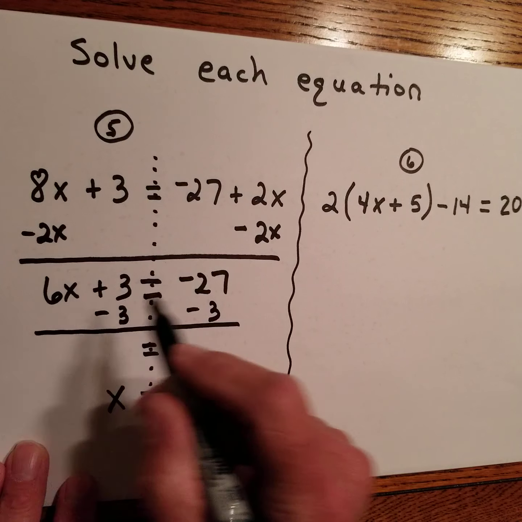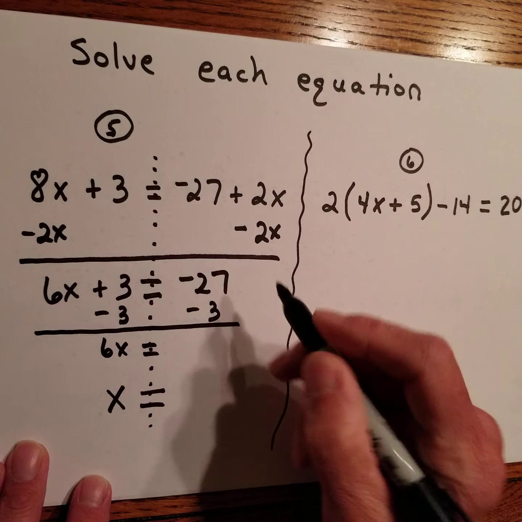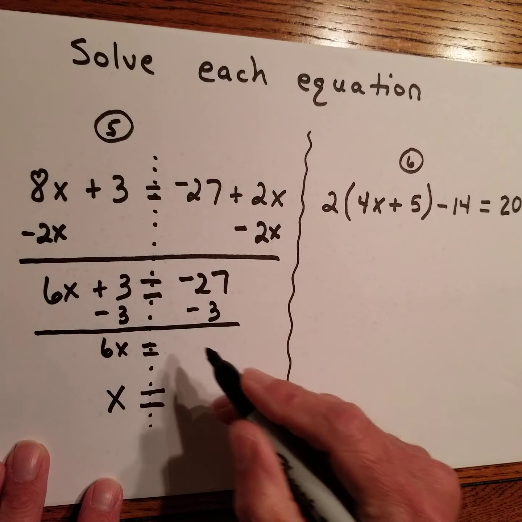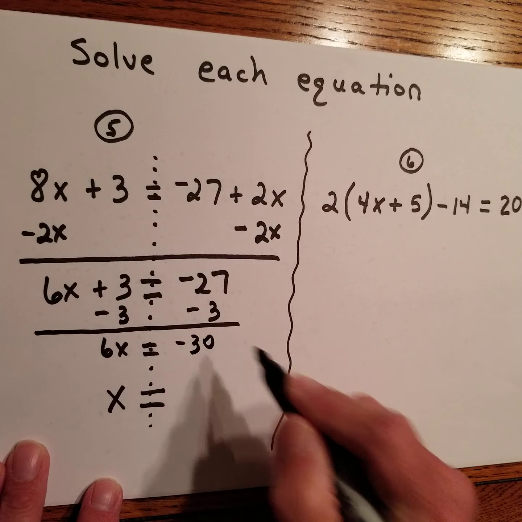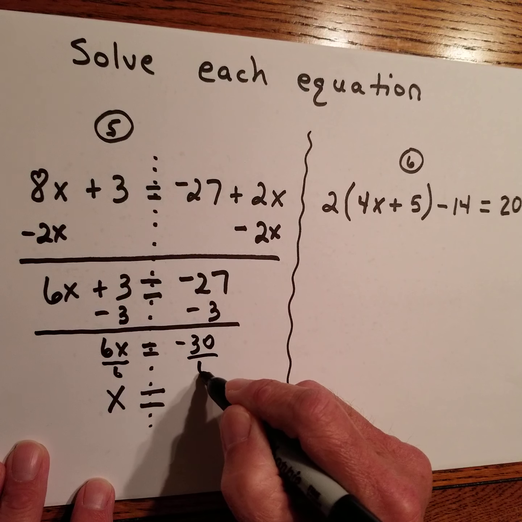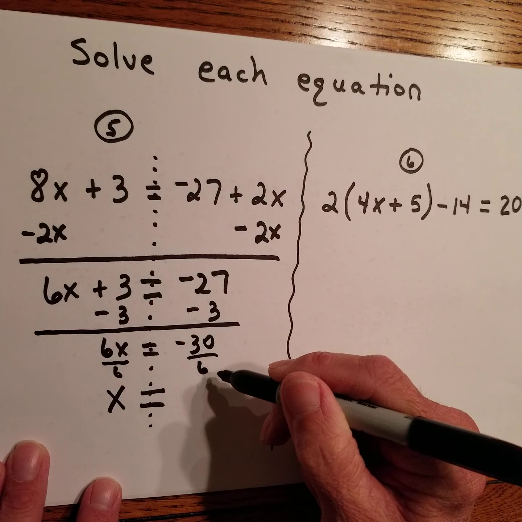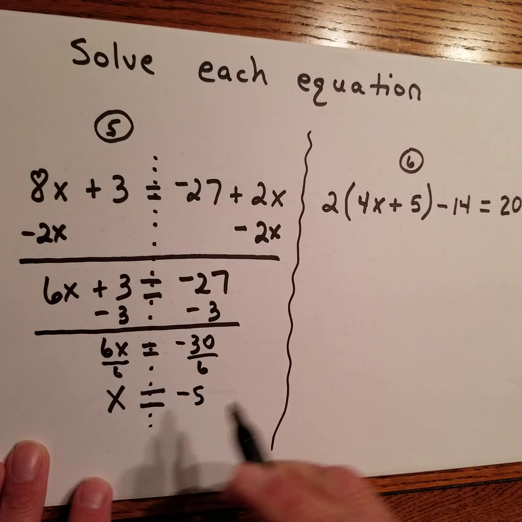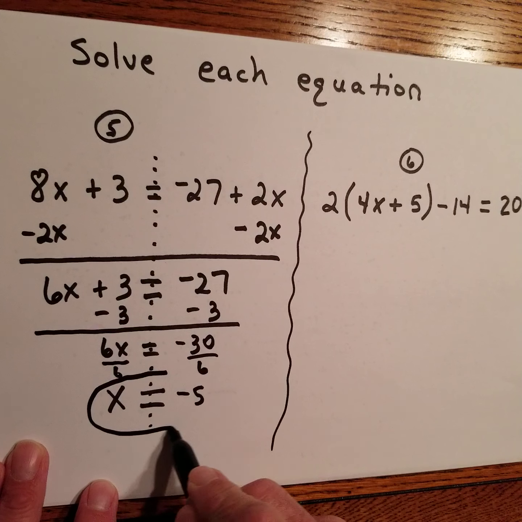Positive 3 and negative 3 is 0, plus 6x. Negative 27 and negative 3 is negative 30. Finally, we divide by 6, and a negative divided by a positive is a negative answer. We like negative 5.